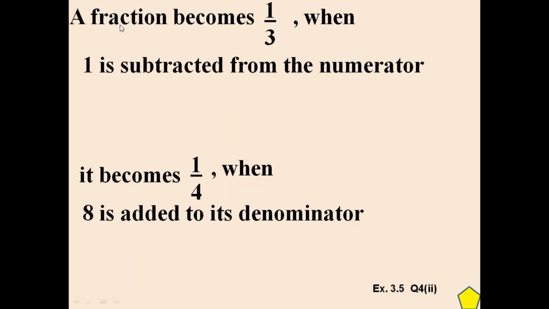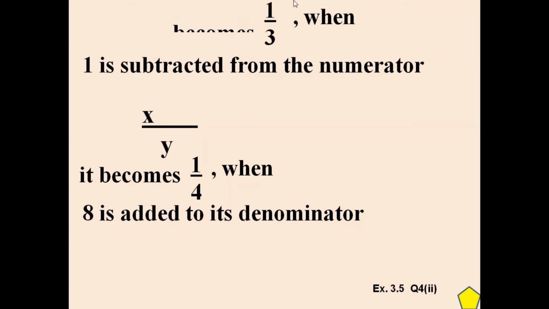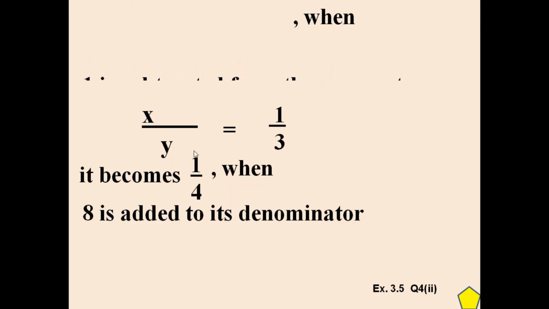A fraction. So again, the assumption would be: let the fraction be x upon y. So a fraction is x upon y, becomes means equal to, and after that is 1 upon 3. The condition is that 1 is subtracted from the numerator. Whatever comes after the comma is implied to this particular fraction. So that is subtracted from the numerator. This becomes your first equation.